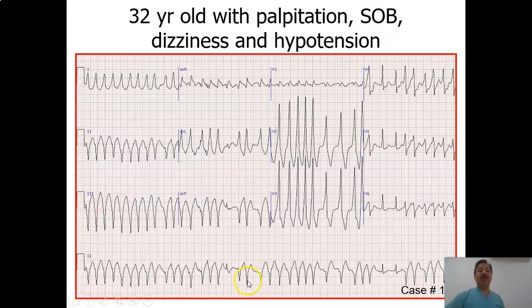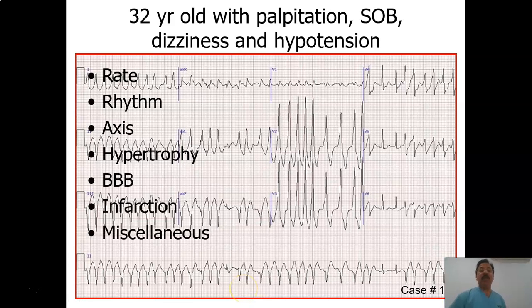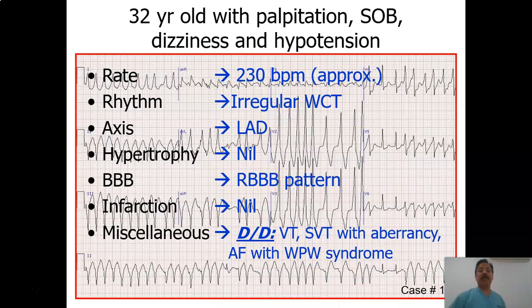So take it as symptomatic ventricular tachycardia, and the patient needs defibrillation. The rate is 230 beats per minute. Rhythm is irregular wide complex tachycardia. There is left axis deviation. Hypertrophy should not be commented on. Right bundle branch block pattern. No infarction, and differential diagnosis as we discussed.